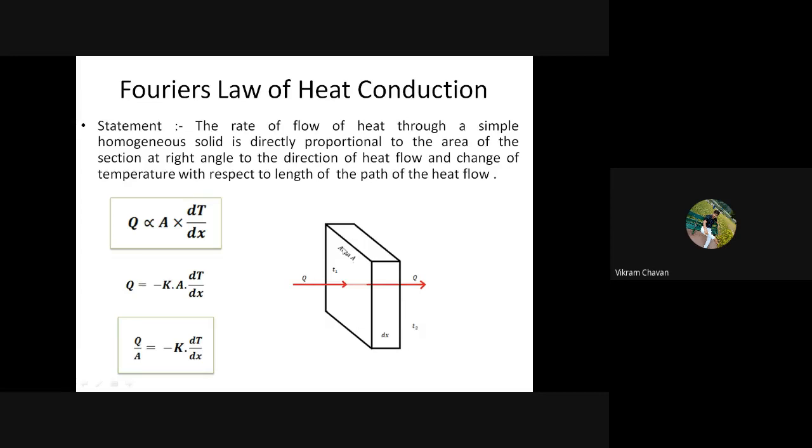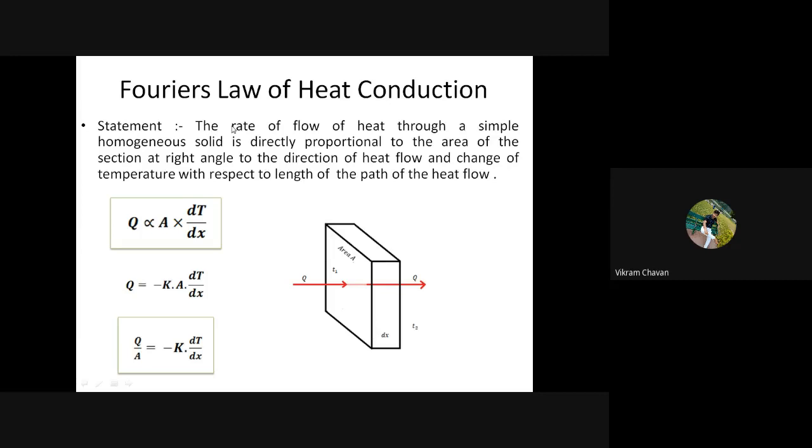The basic things we know: the surface area is capital A, this surface is maintained at temperature T1 and the backside surface is maintained at temperature T2, whereas the thickness of this slab is dx. And what does Fourier's law tell?